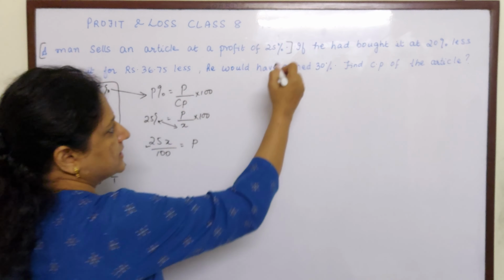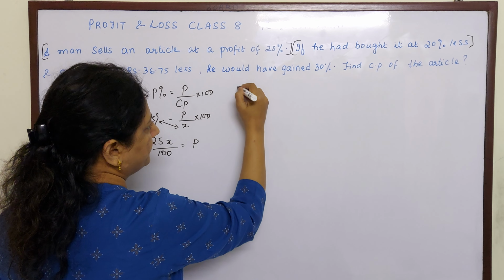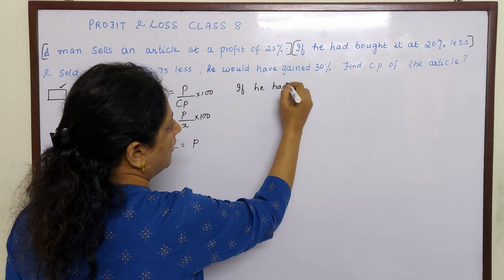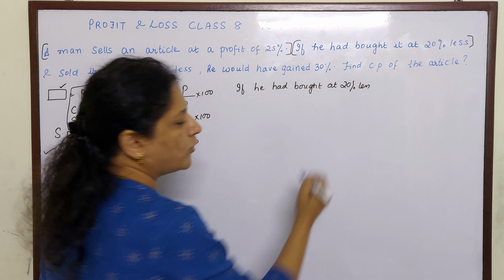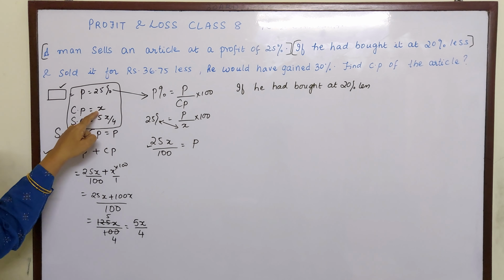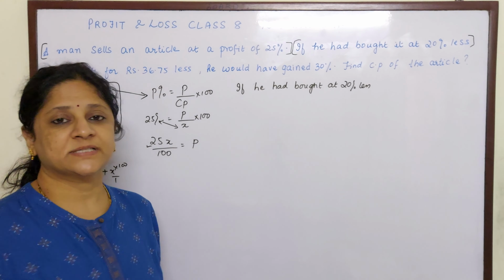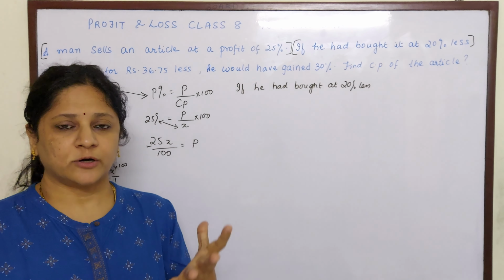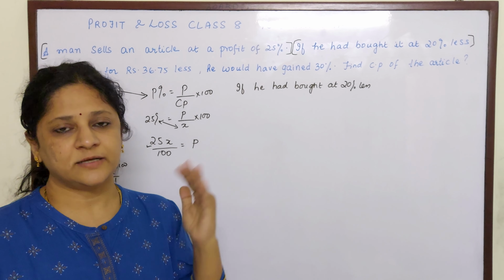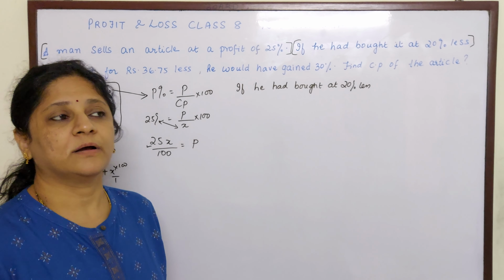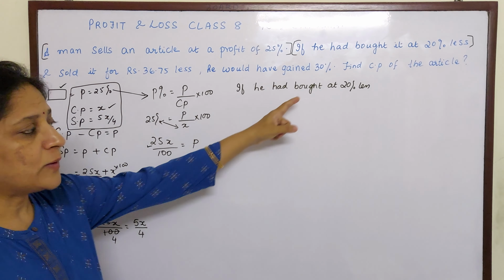Now let us go to the second sentence. This is a condition. If he had bought it at 20% less. So this is a condition, children. So bought means cost price. Actually, we have taken, let us suppose, that he has bought the article for X rupees. If he had bought for 20% less, like if I have bought a product for 100 rupees, 20% less means 20 rupees, because 20% of 100 is 20, so 100 minus 20 is 80. So if I had bought the product for 80 rupees, like that we have to find out the product for 20% less.